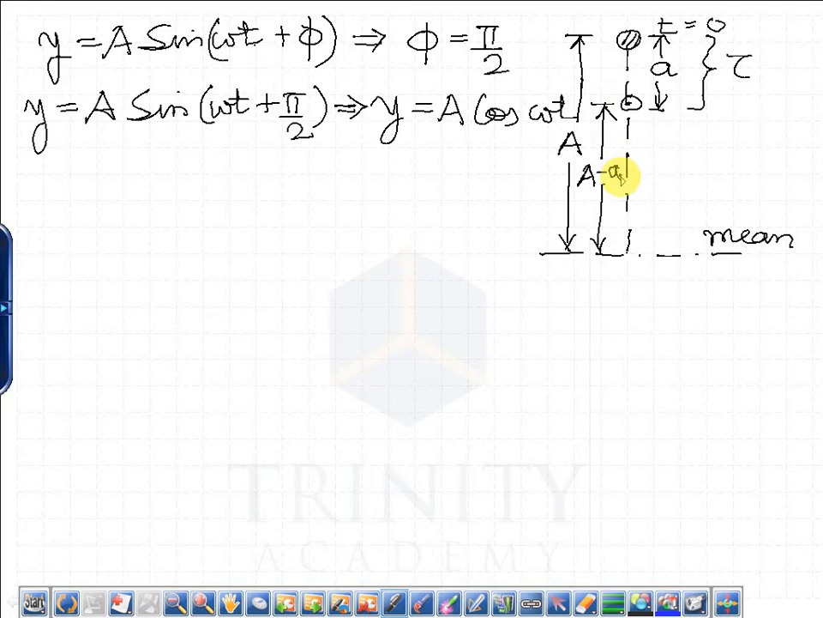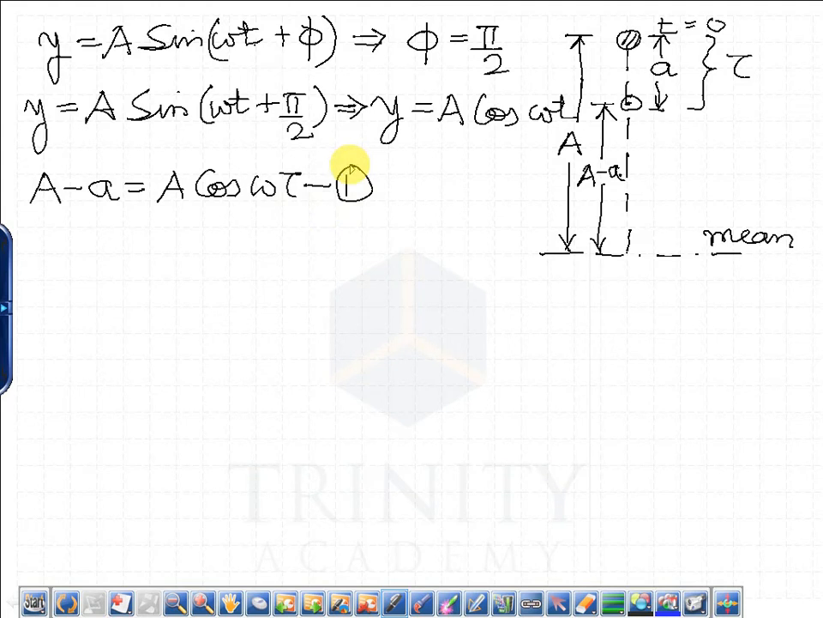That gives us our first equation. Instead of y, we will write the position itself over here. So instead of y, we will write a minus a is equal to a cos omega tau. That would become our first equation.